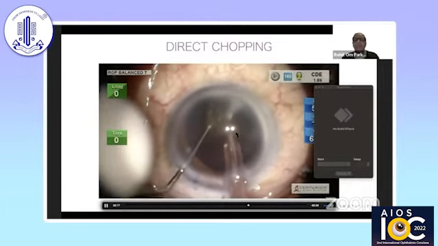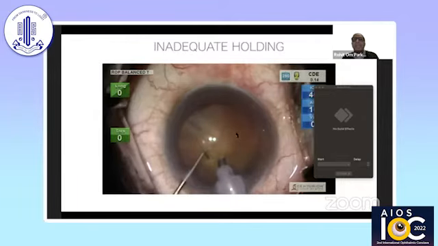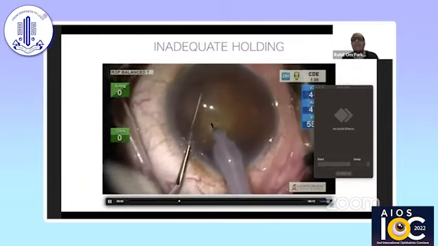That is the thing which is most important. At times, you will see in this, if there is inadequate holding, as you would find now, it is not fully deep. I'm trying to chop it.